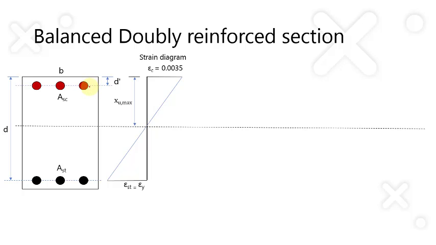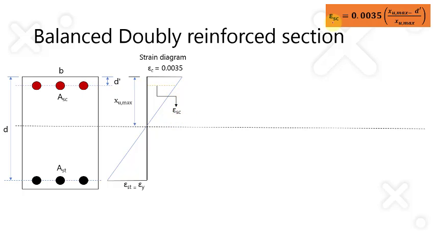This will be equal to the strain in concrete at this level. So at this level, whatever strain in concrete is there, that will be equal to the strain in your compression reinforcement. So this is epsilon SC. The strain in compression reinforcement will be computed using this formula.